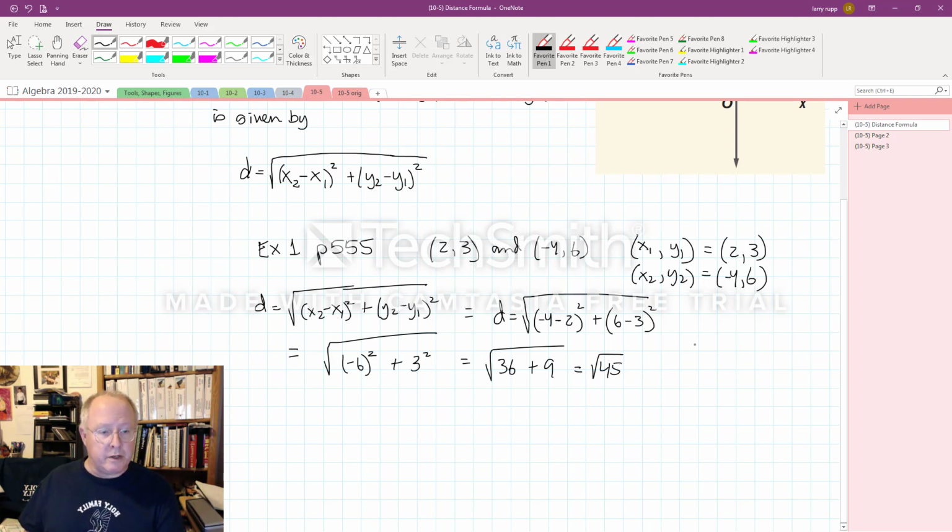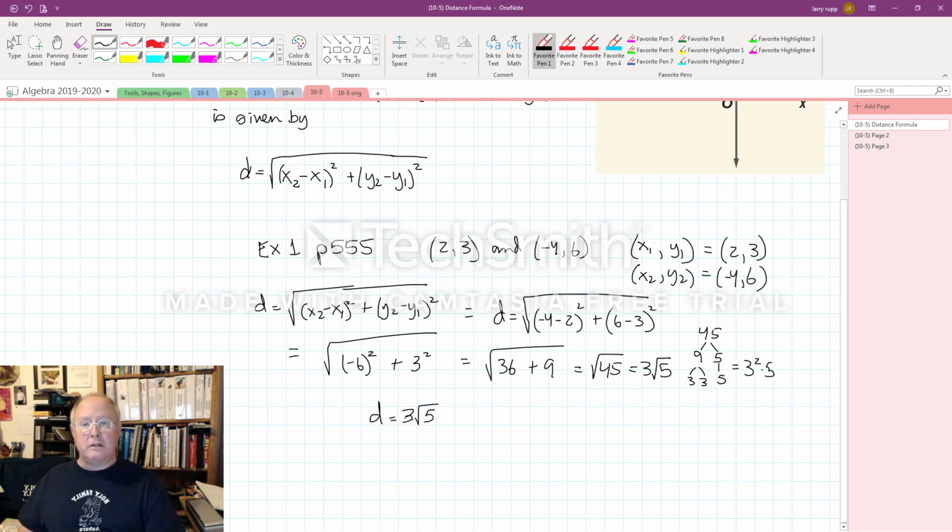Okay, which we know through prime factorization becomes 3 squared times 5. So this becomes 3 square root of 5. So d is equal to 3 times the square root of 5. Now notice that this is an exact number. d is equal to 3 times the square root of 5.